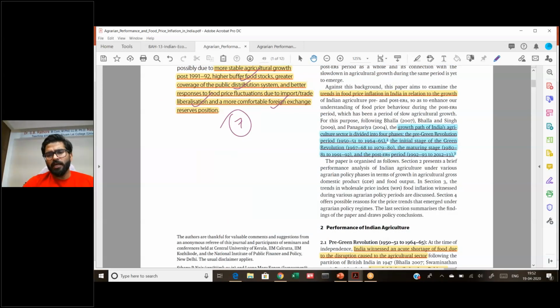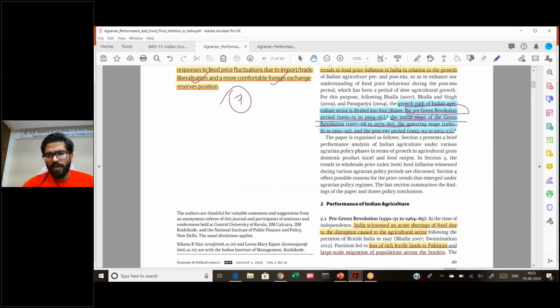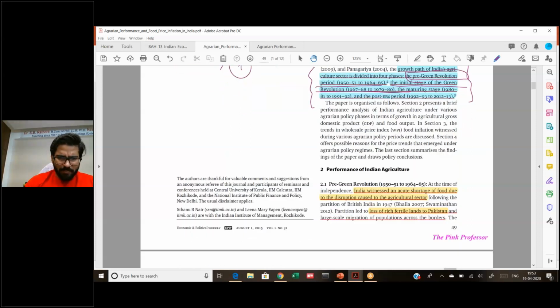As I've told you, in this reading the growth part of agriculture is divided into 4 phases. The phases are pre-green revolution, which is phase 1, 1950 to 1964, which perhaps coincides with the Nehruvian phase as well. The initial phase of green revolution from 1967 to 1980, the mature phase from 1980 to 1991, and the post reform phase, economic reforms, from 1992 to 2013. The data goes till the date the reading was printed. So this is a reading of 2015, and the data given is still 2013.